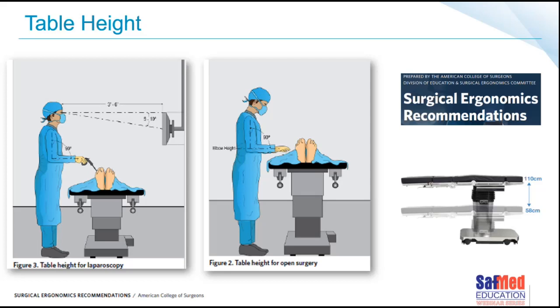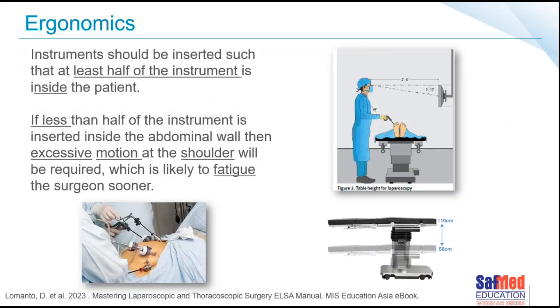Obviously it needs to be relative to the height of the surgeon, and that's why a table that can adjust to the various height needs, both really low and somewhat high depending on the surgeon and the patient, is quite a crucial aspect to consider. You saw the fatigue to the shoulder. The guidelines talk about ensuring that at least half of the laparoscopic instrument is inside the patient, because that will help for less excessive motion of the shoulder and hopefully less fatigue for the surgeon.